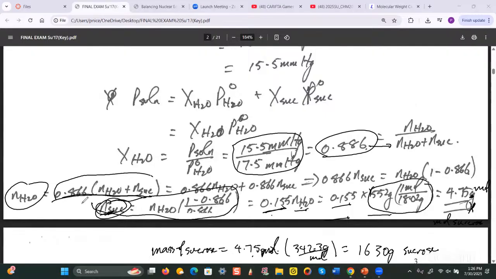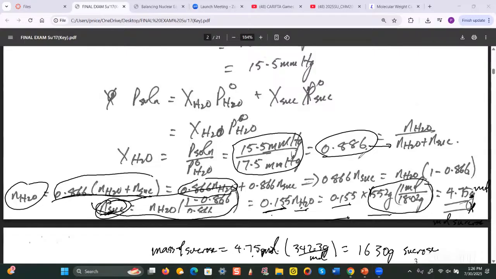And then what I did was that I subtract this term here from both sides, right? And I end up with 0.866 times the number of moles of sucrose is equal to the number of moles of water times 1 minus 0.866. So in the original equation where it says 0.886, which is the mole fraction.